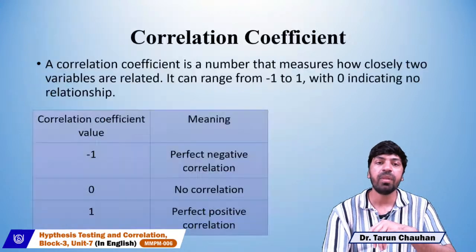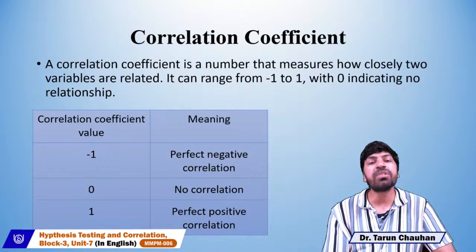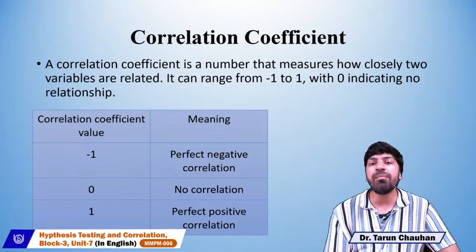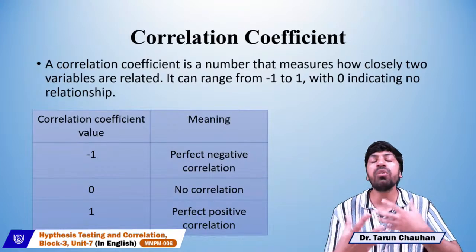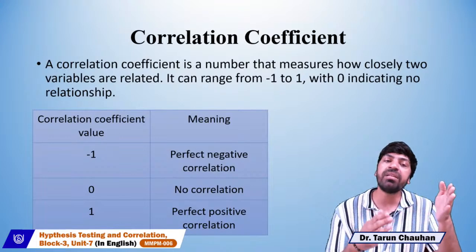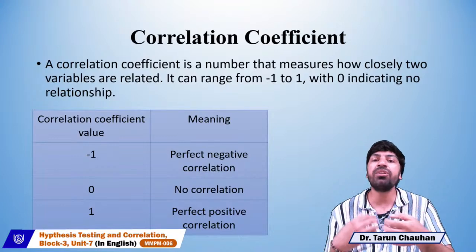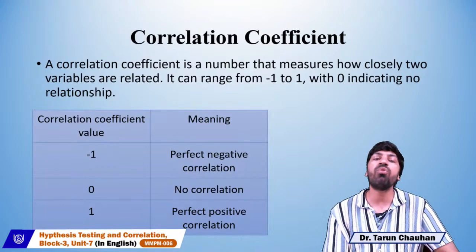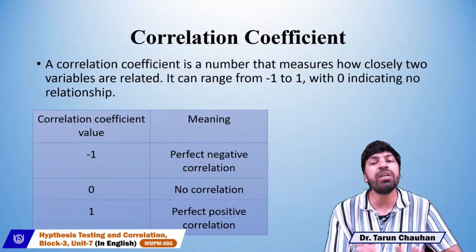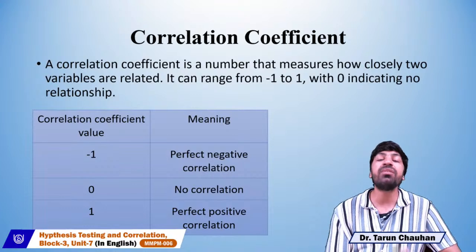findings. The next concept is the correlation coefficient. The correlation coefficient is a number which measures how closely two variables, whether dependent or independent, are interrelated. It ranges from -1 to 1, where 0 indicates no relationship. So -1 is a perfect negative correlation, 0 stands for no correlation, and 1 stands for perfect positive correlation.